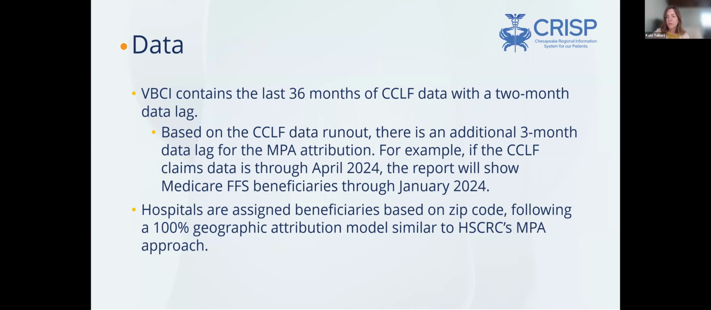The data that the tool contains is the last 36 months of the Medicare claims or CCLF data with a 2-month data lag. Based on the CCLF data runout, there is an additional 3-month data lag for attribution or MPA attribution. So for example, if the CCLF claims data is through April 2024, the report will show the beneficiaries through January of 2024. And I believe at the moment we have data through March of 25.